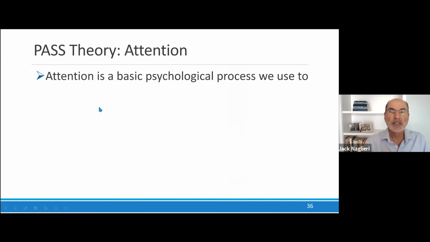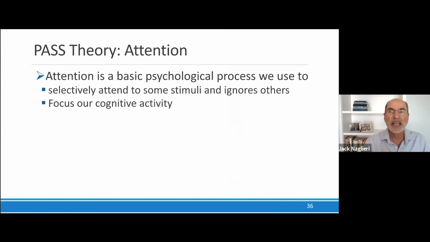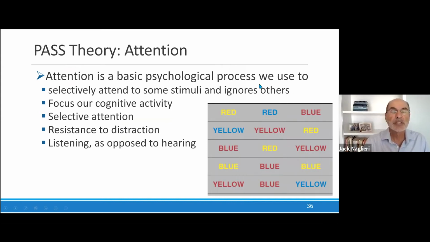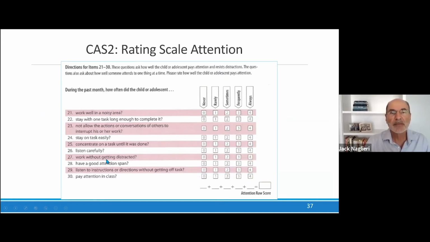Now, attention. It's a basic psychological process that we use to attend and resist. It's not just attending, it's also resisting. So it's focused cognitive activity, resistance to distraction, listening as opposed to just hearing. How can we measure it? The Stroop is a really good way of measuring, because when you look at this word here, you want to say red, but you have to say yellow. So what happens is the conflict is at the point of expression. That's why we call this expressive attention on the CAS 2. And the kinds of behaviors that we see in the classroom are getting off task, listening carefully, having a good attention span, those kinds of things.